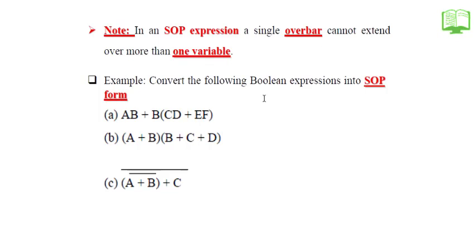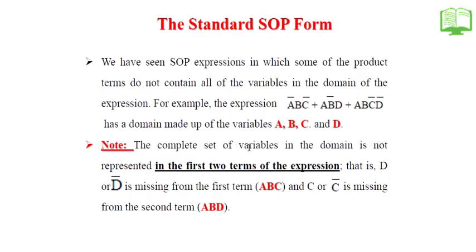Here are just some simple examples. You're told to convert these expressions into SOP, and actually what we're going to do is just multiply these. For example, here we're just going to multiply the B to the rest, and here you're just going to multiply, and you're going to get the sum of product expression.